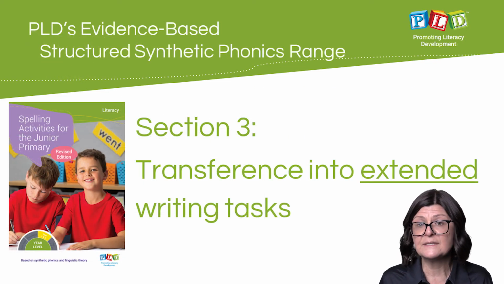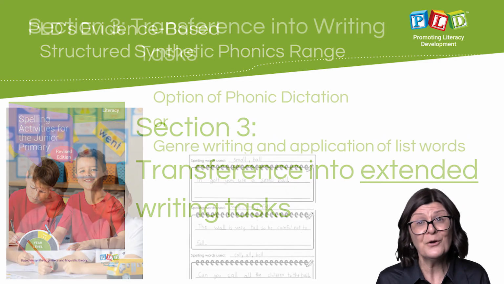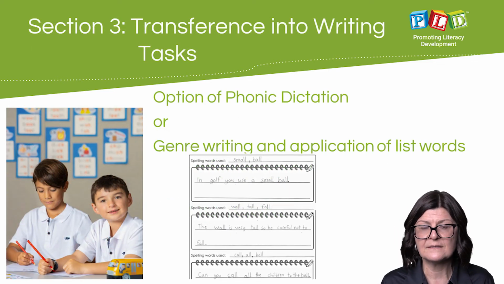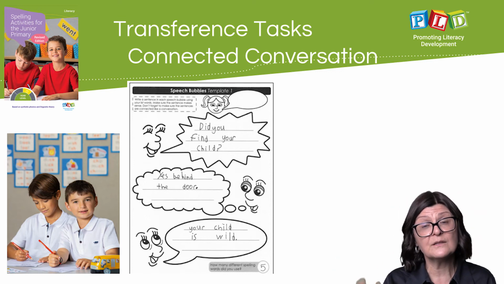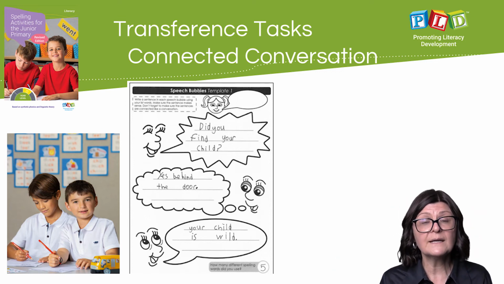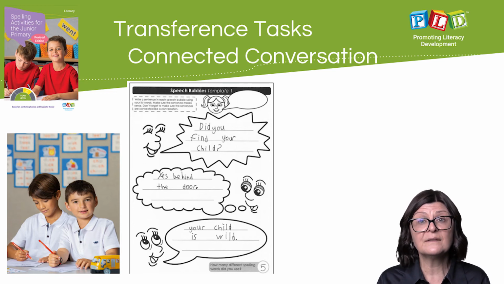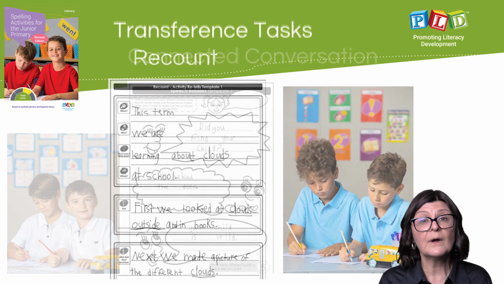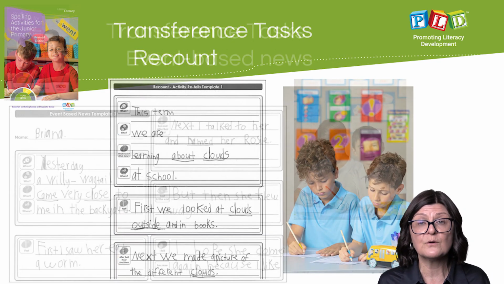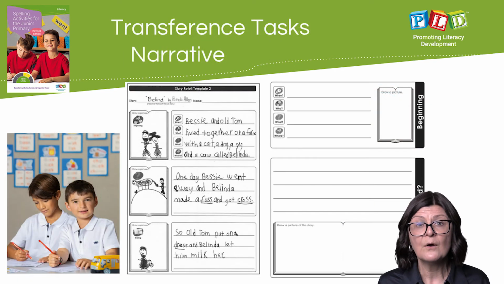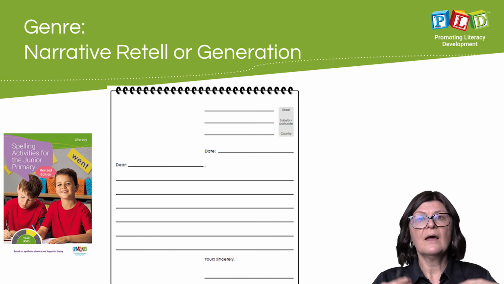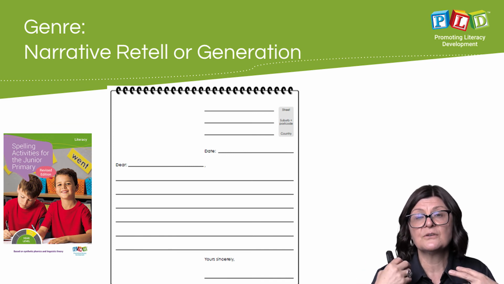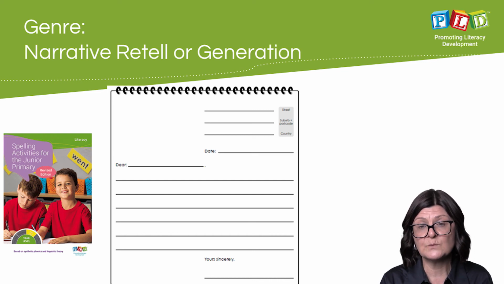Section 3, transference into writing. And again, traditionally, we've asked students to write their words in sentences. But here we're looking at connected written language. So writing a connected conversation, either with speech bubbles or writing a connected conversation with direct speech and punctuation, writing a recount with spelling words or event-based news or a narrative or a postcard or a letter, using a genre, and for students to have the challenge to commit as many of those words into writing as possible.